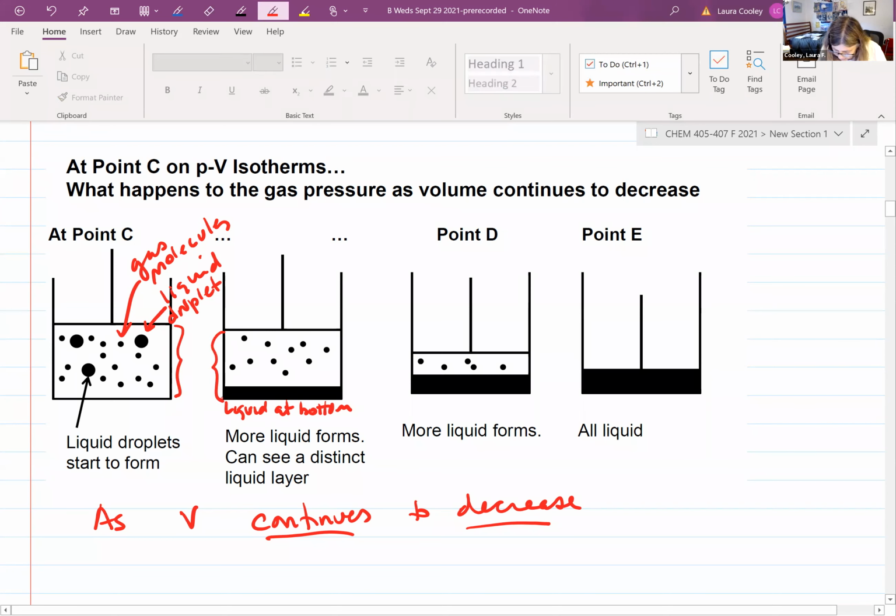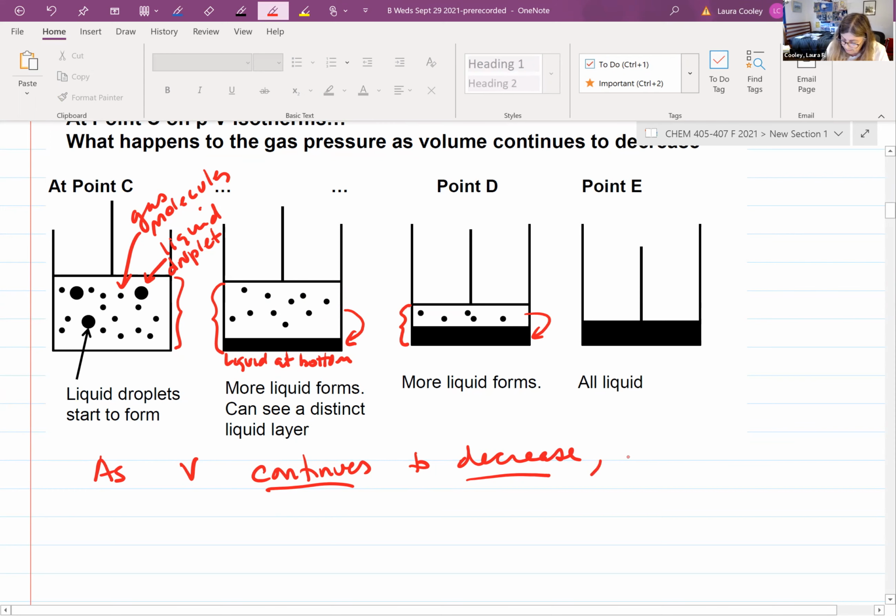And the pressure is the pressure exerted by these gas molecules on the walls of the container. And that pressure stays the same because you have a smaller number of molecules, but it's in a smaller space. And what happens is, as the volume continues to decrease, the pressure of the gas does not change.